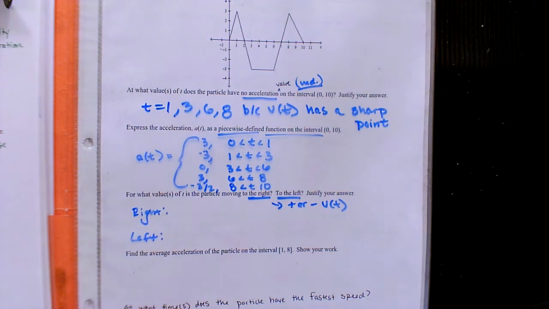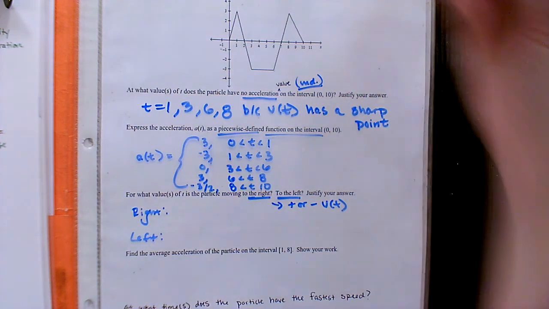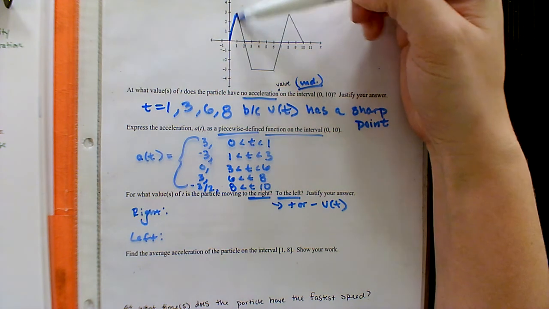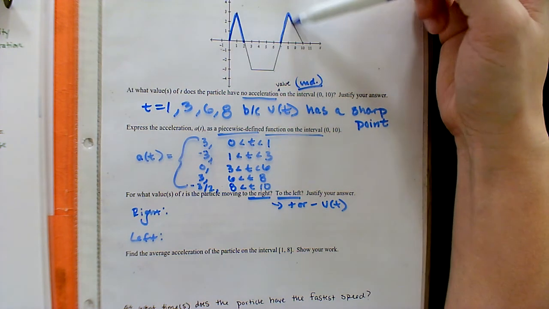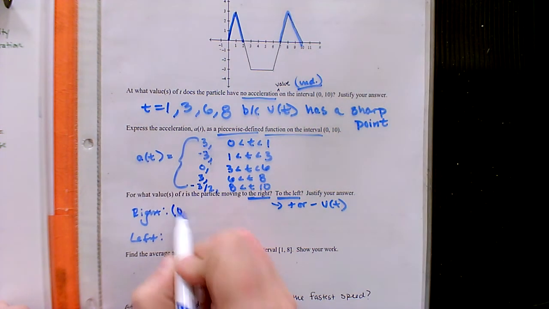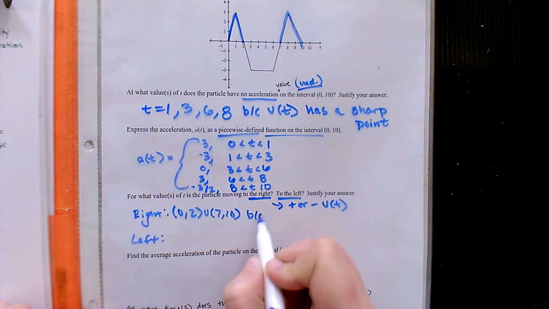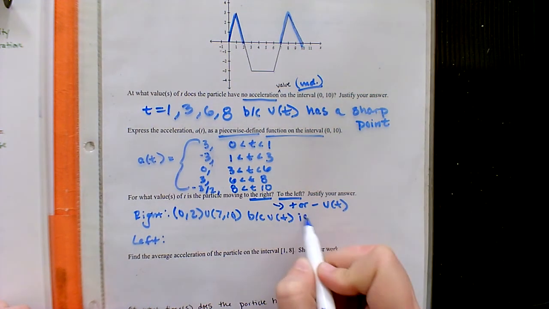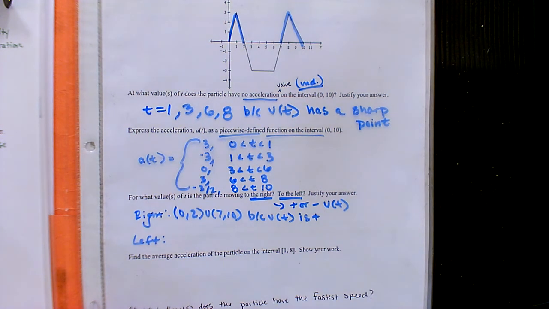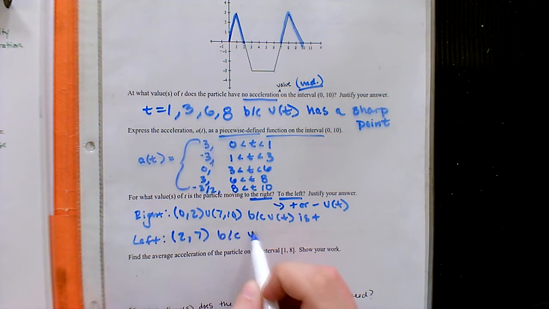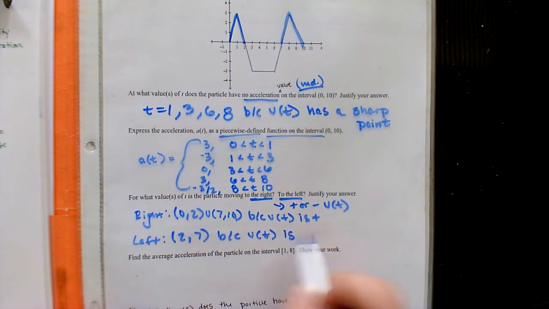All right, so this is the graph of velocity. We can use that to our advantage. This graph is positive from 0 to 2 and 7 to 10. So we'll say because v of t is positive, the particle moves to the right, and we're negative from 2 to 7. So we'll be traveling to the left.